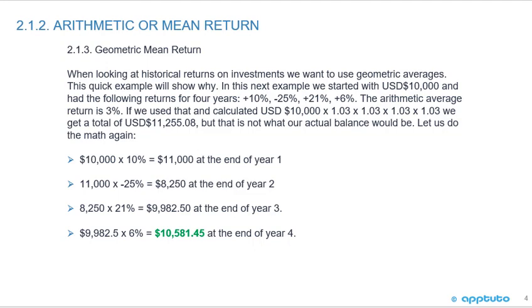So 10,000 times the 10% return, we'd have $11,000 at the end of year one. Then in year two, we had a negative 25% return, so we'd have $8,250 in the account. $8,250 times the 21% return for year three, we'd have $9,982.50 at the end of year three. In year four, we had a 6% return, so $9,982.50 times 1.06, we'd have $10,581.45 at the end of year four. That doesn't equal the $11,255 using the average return of 3%.